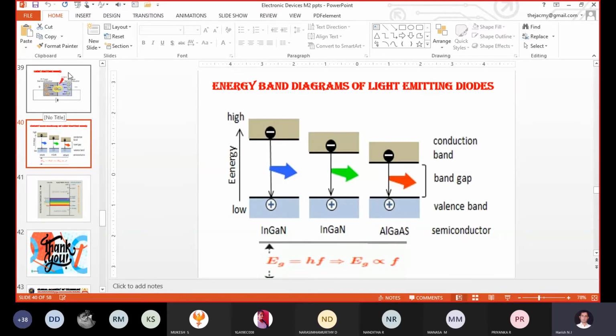Any doubt in the LED part? Any doubt in the LED working operation as well as the construction? No, sir. Okay, this is all about your second module.